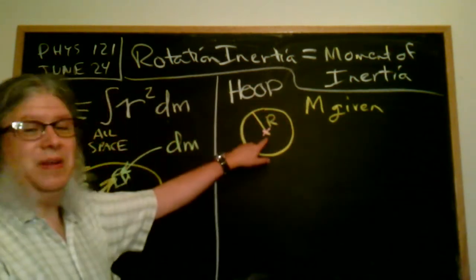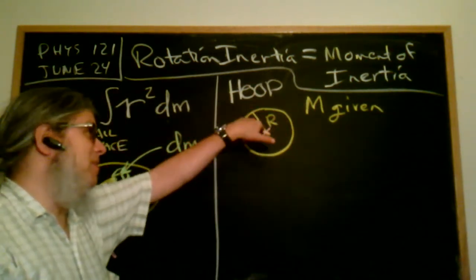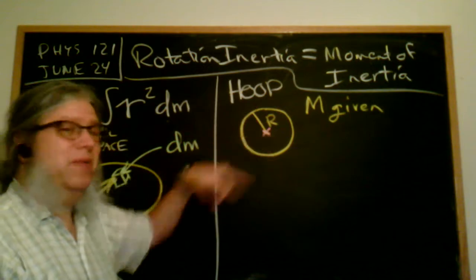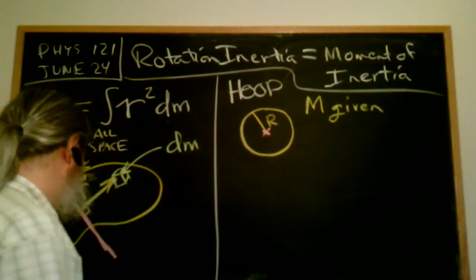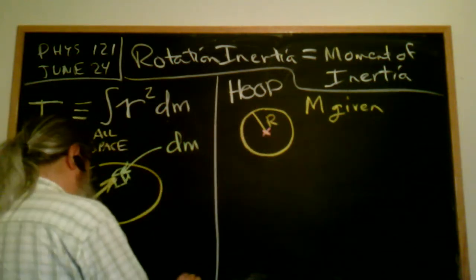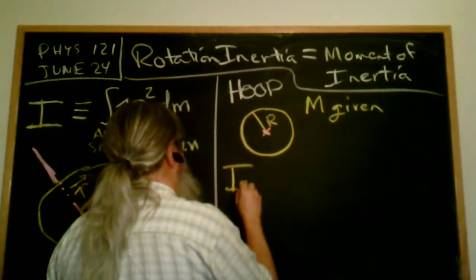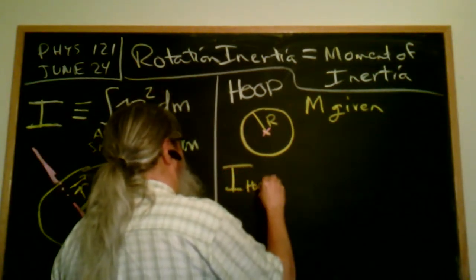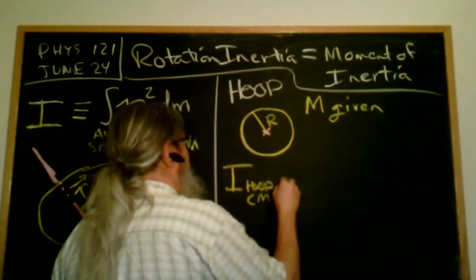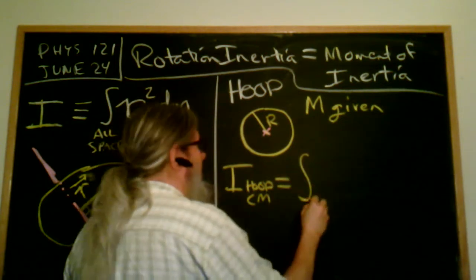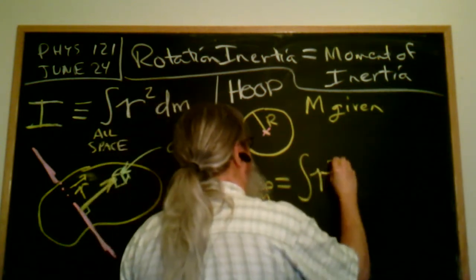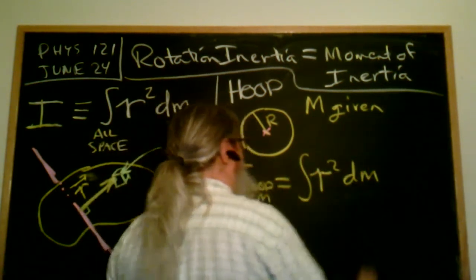Now, it's interesting because this axle actually goes through empty space. So it's a rotation about that empty point, but it's still the center of mass point. So we can basically write down the calculation. I, for a hoop, and implicit here is about the center of mass, is equal to the integral of, again, that quantity r squared dm.